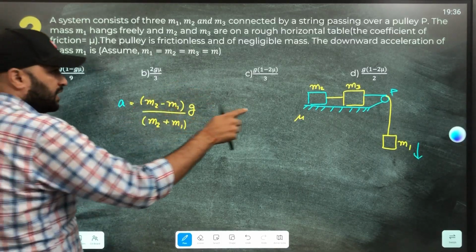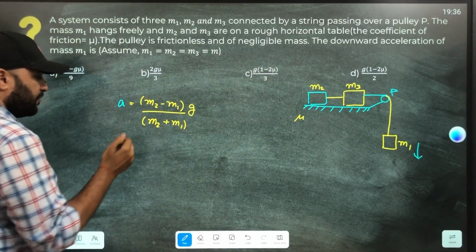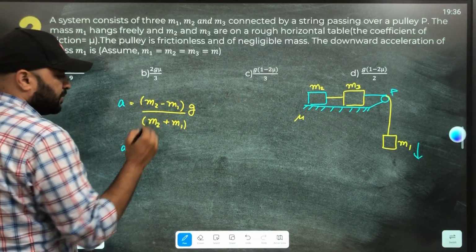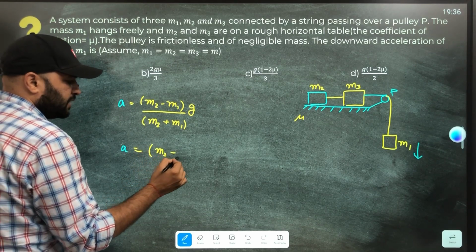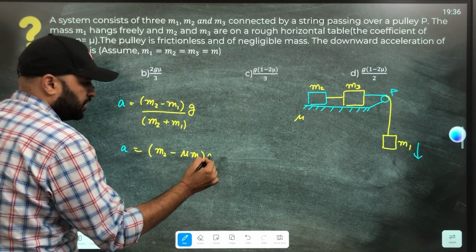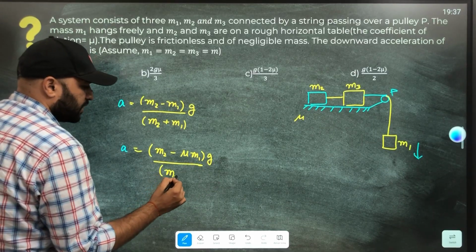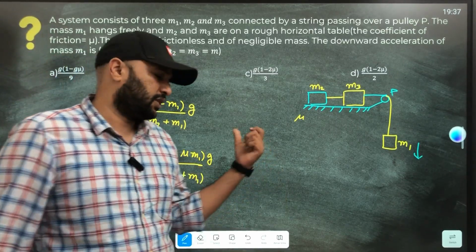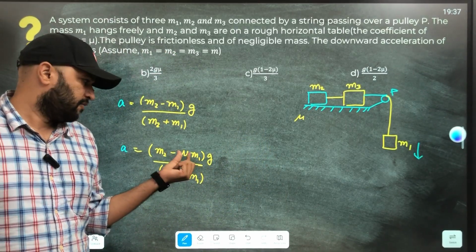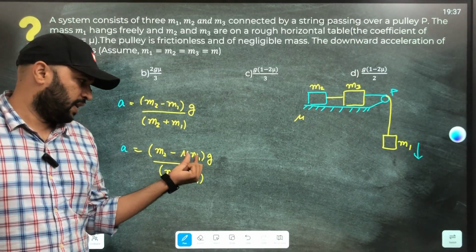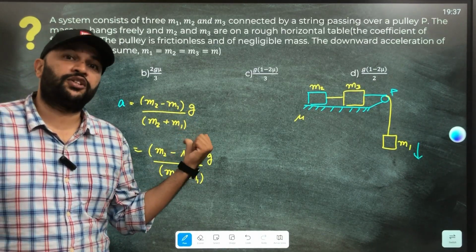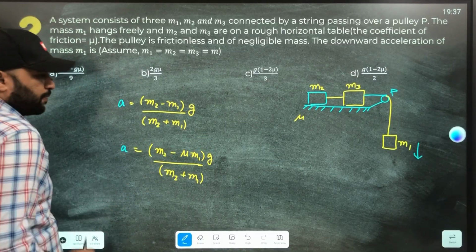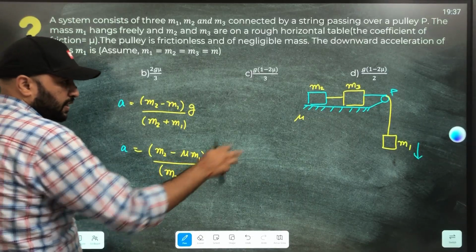If you have friction and there is only one mass, let's say one mass is there, then in that case it will be m2 minus mu m1 into g whole divided by m2 plus m1, right? This expression also we derived in the previous lecture. We get mu m1, because m1 is placed on a rough horizontal surface, so that contains a friction of mu. What happens if instead of only m1 there are two masses?